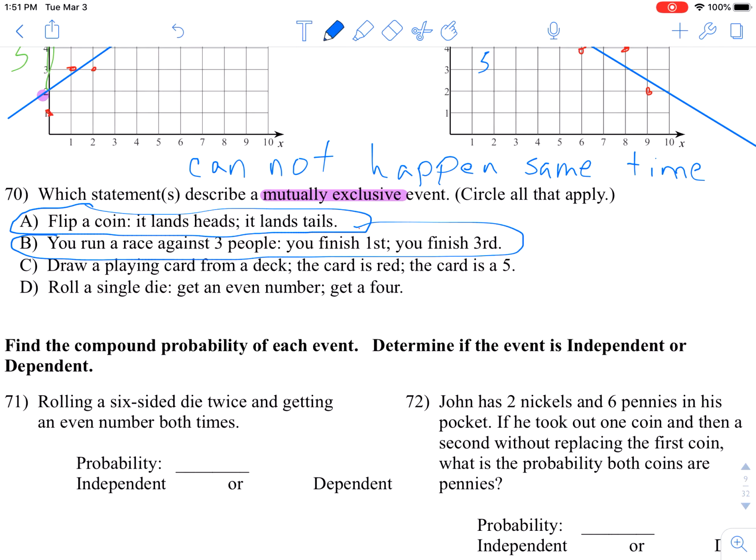Rolling a single die and getting an even number and getting a 4. That can happen. So you can roll and get the number 4. 4 is an even number. So mutually exclusive means that it cannot happen at the same time. And so A and B only fit that definition.